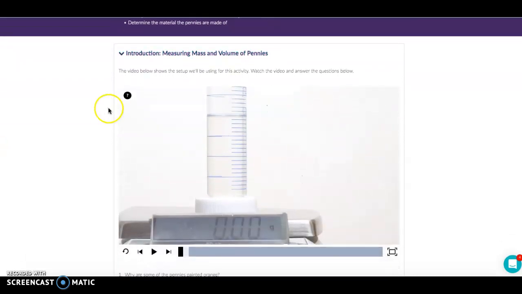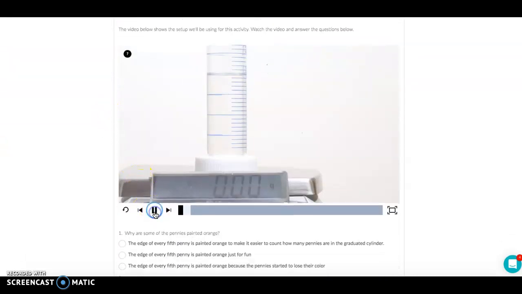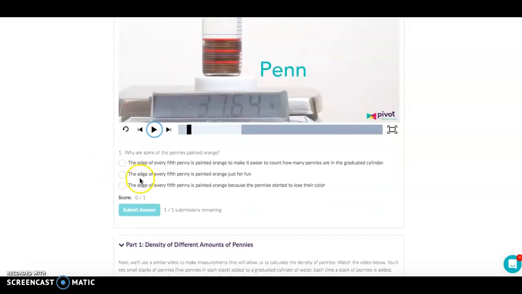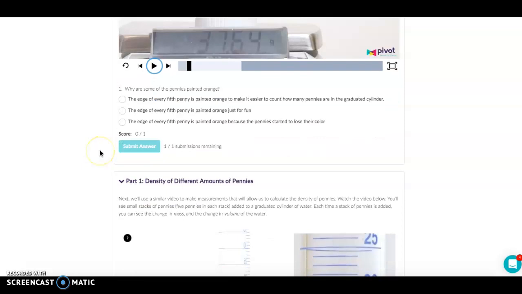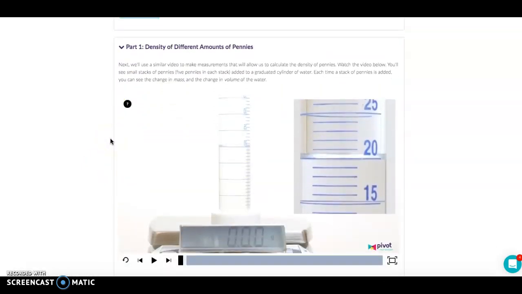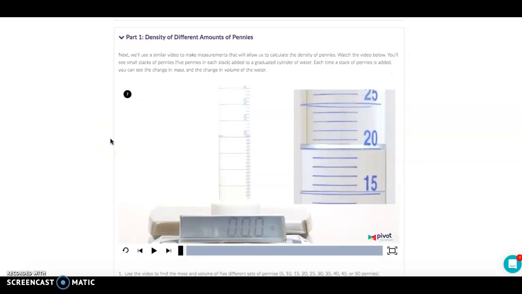At the beginning, when you scroll down, you'll see an introduction. Make sure you watch the video, click play, watch the video. It goes through a few different things, and answer this question to submit your answer. You will then open up part 1, and in part 1 you are collecting data for different pennies.